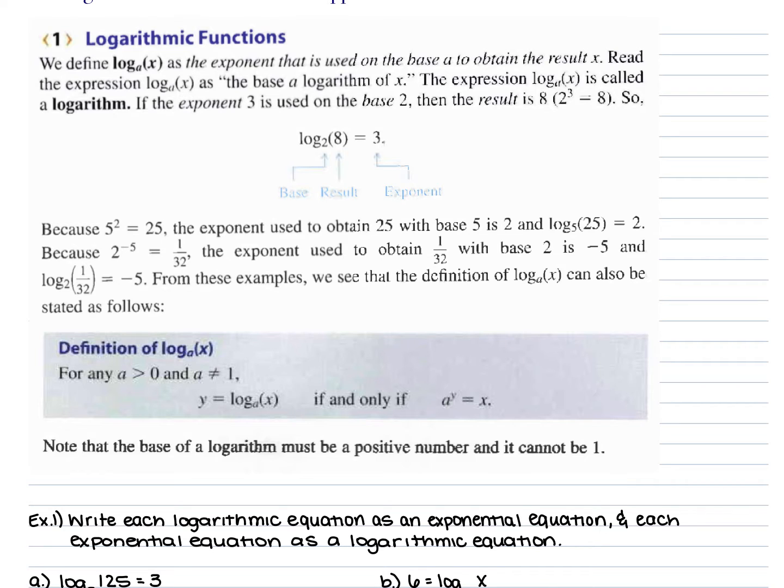Your base is going to be the little subscript number. The result, or your answer, is going to be the normal number that's next to the little number as your base. And then your exponent is what your equation is equal to. So we're just working in a clockwise rotation here.